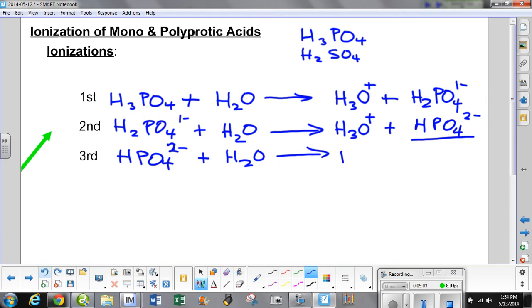Okay, so here's our H3O plus, and now what's it going to look like? PO4. And what's the charge? 3 minus. Yeah, 3 minus. There you go.